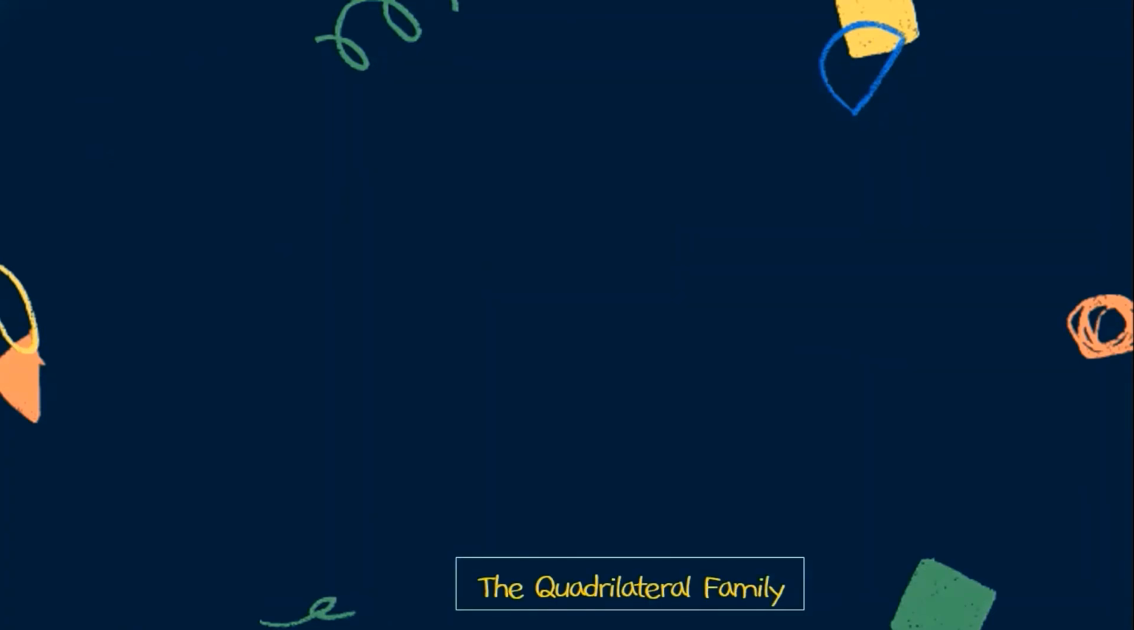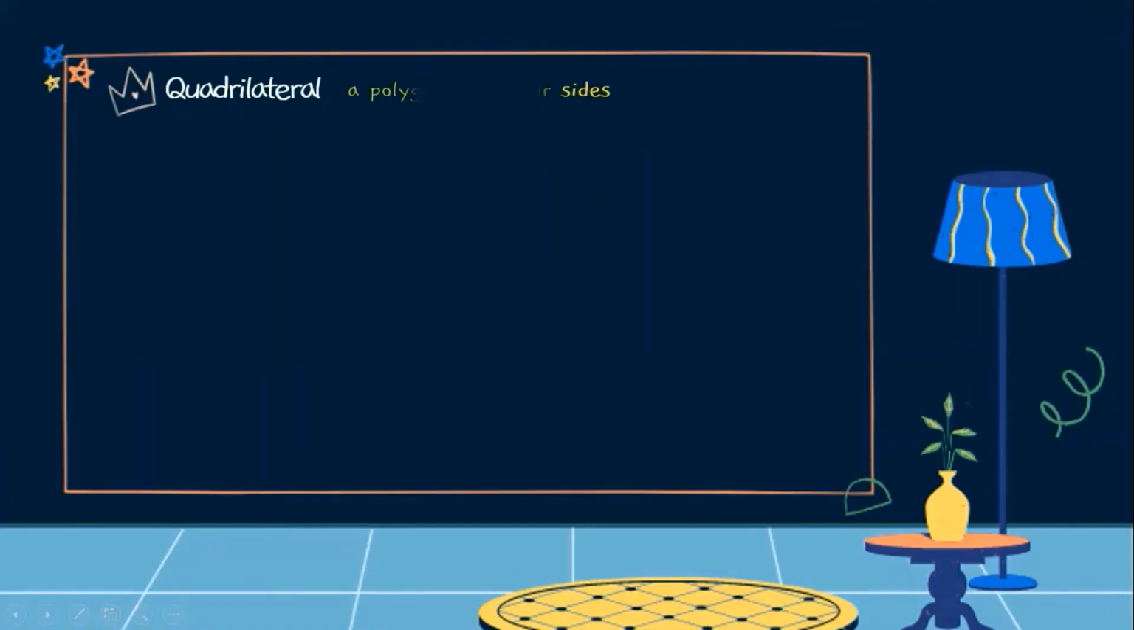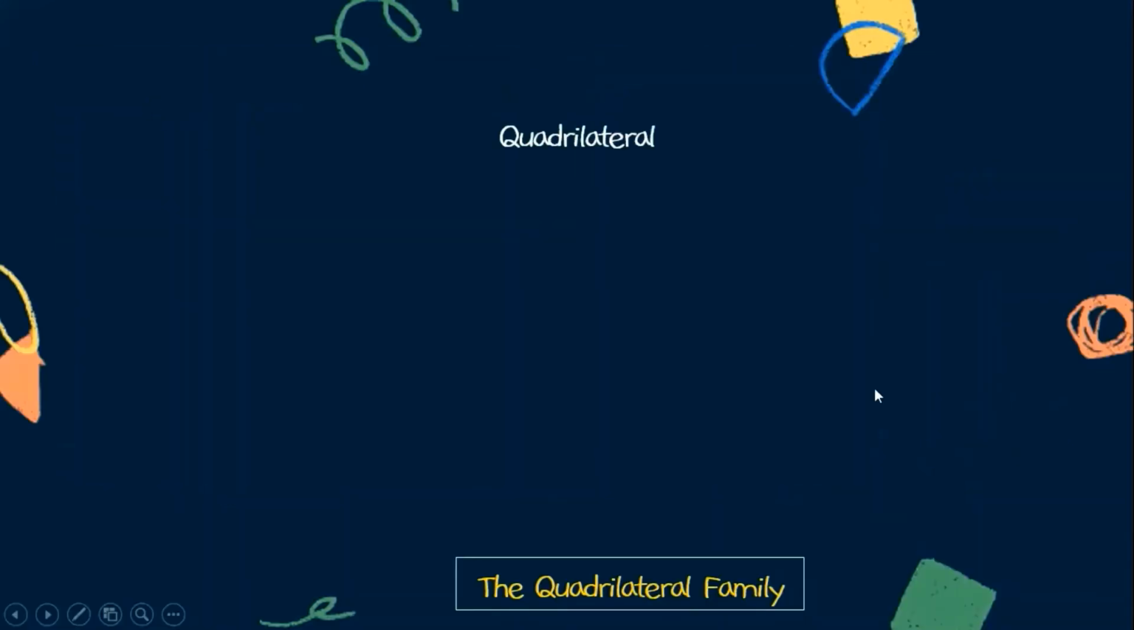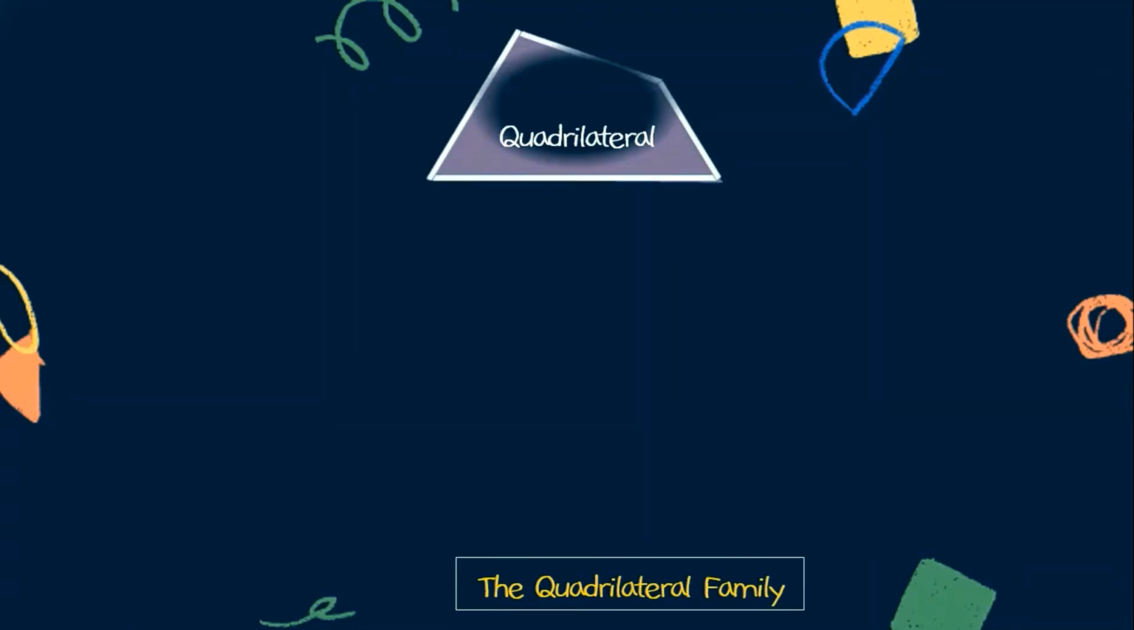This is the quadrilateral family. A quadrilateral is a polygon with 4 sides. Aside from having 4 sides, ang quadrilateral meron din siyang 4 angles and 4 vertices. Magbalik tayo dito sa ating quadrilateral family. This is how a quadrilateral looks like. It's a polygon with 4 sides.